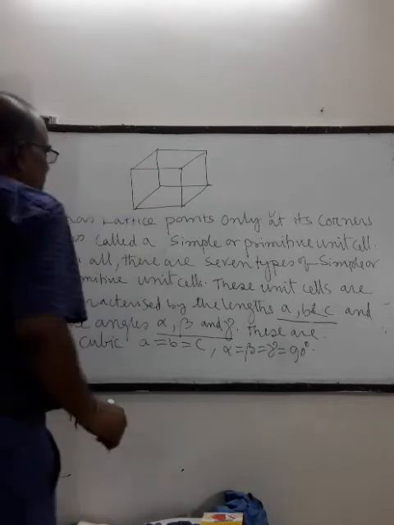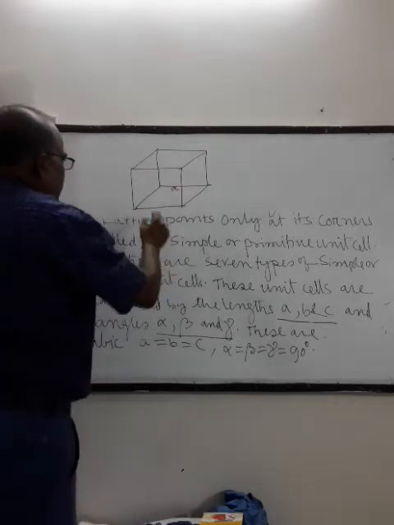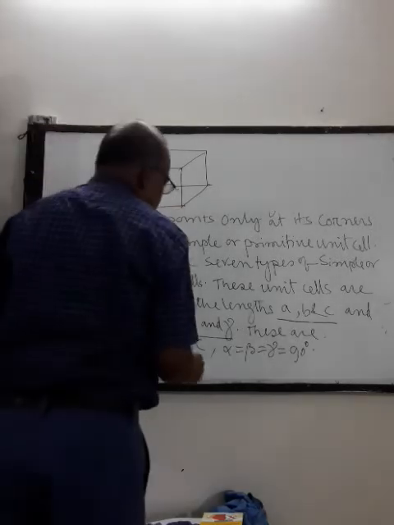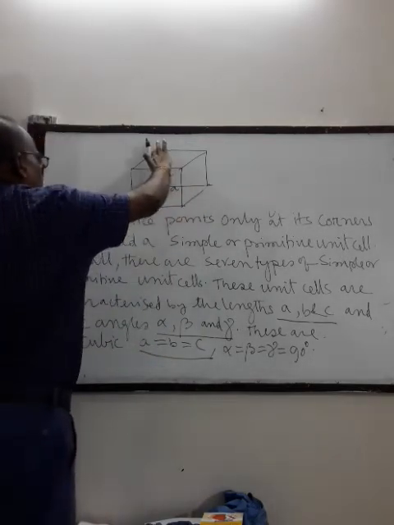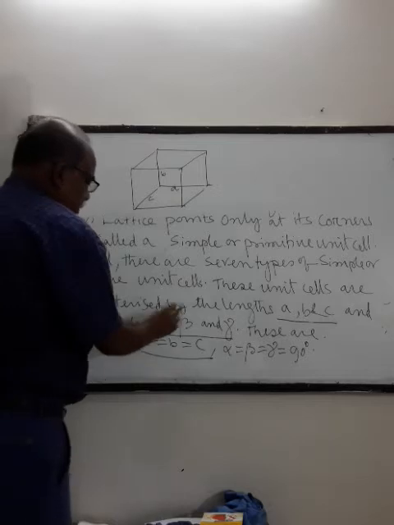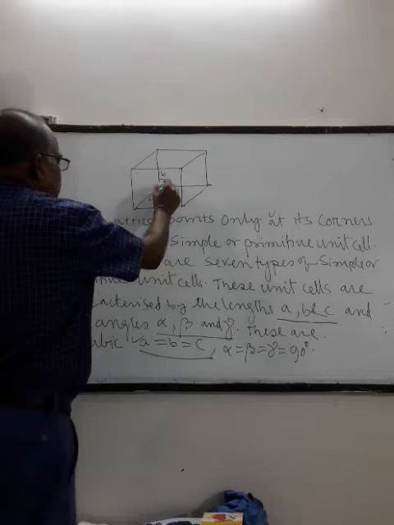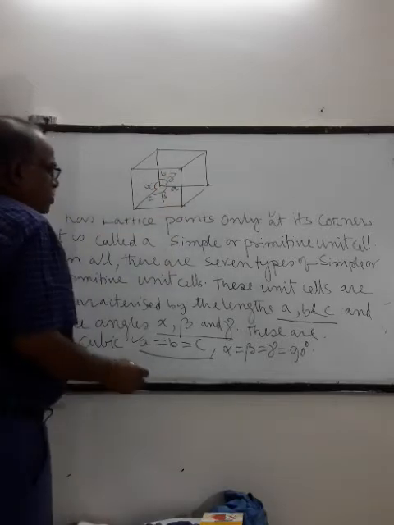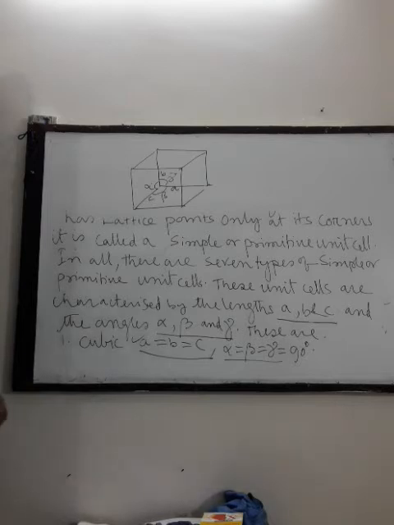If we consider this as the unit cell, and this side represents A, this one B and this one C, in this case all three sides are the same. A equal to B equal to C. Three sides are the same, and for the angles, this one is alpha, this one is beta and this one is gamma. So all three angles are equal and equal to 90 degrees.